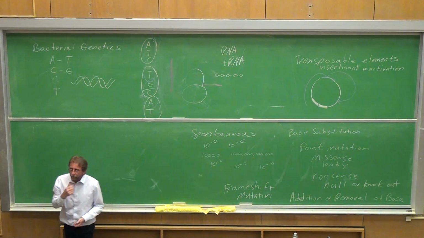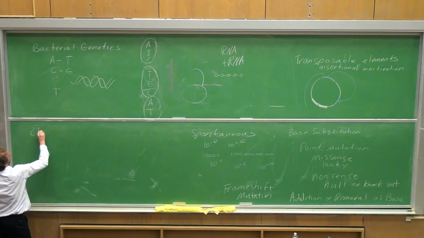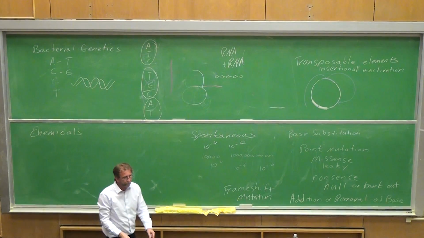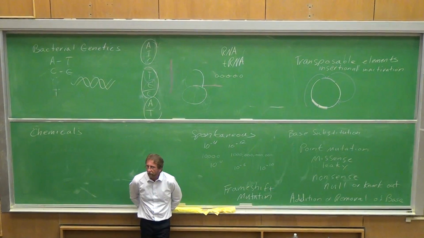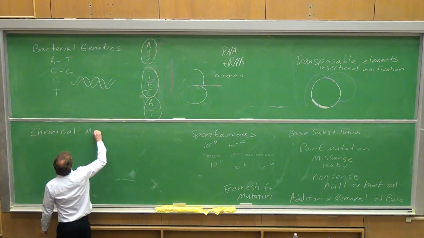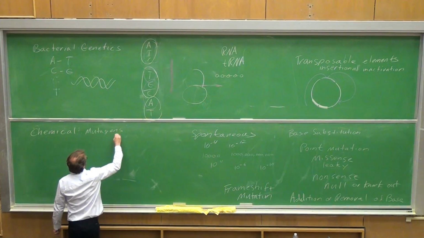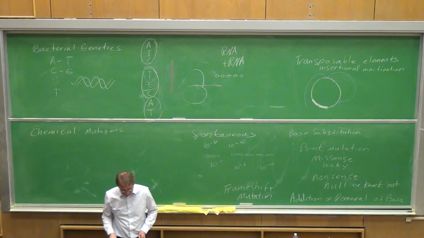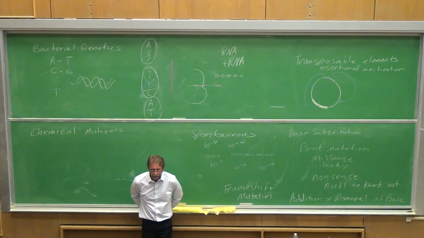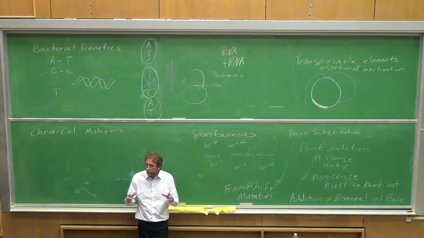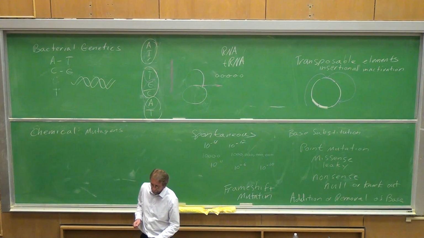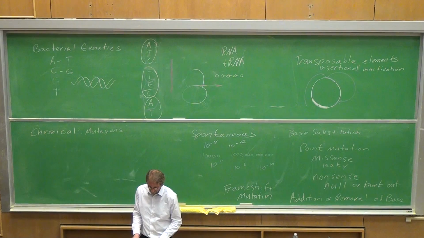So how can we produce mutations? Chemicals are effective in inducing mutations. We call them chemical mutagens. A lot of times they can alter the binding between the hydrogens of the bases, interfere with that. They can modify the purines and pyrimidines, those are the bases as well.